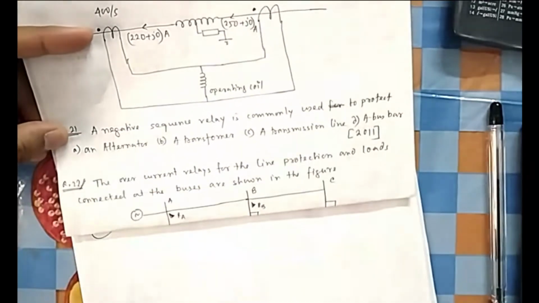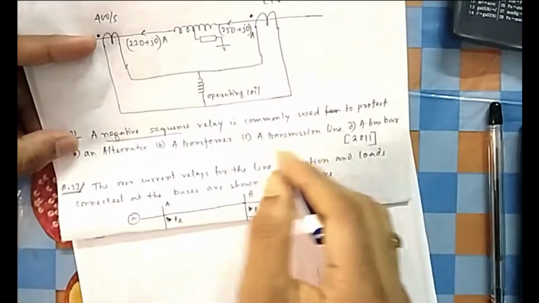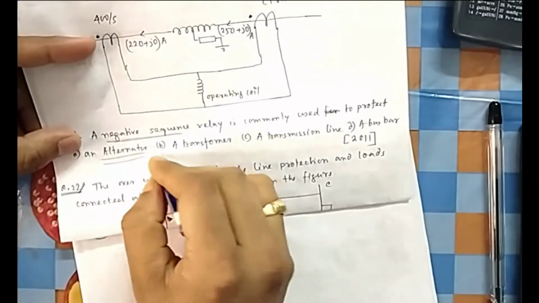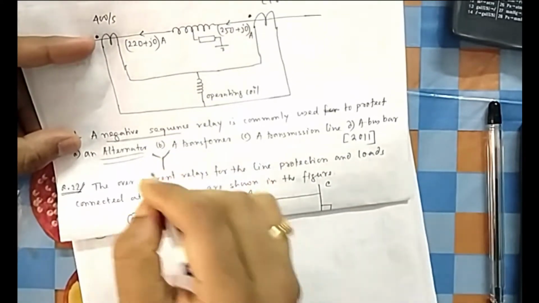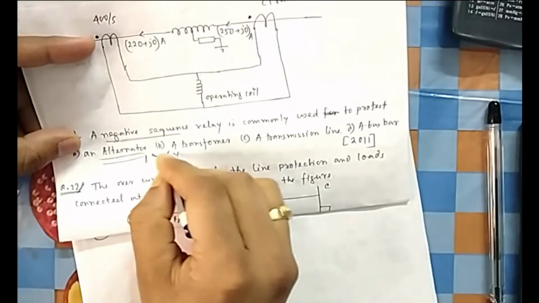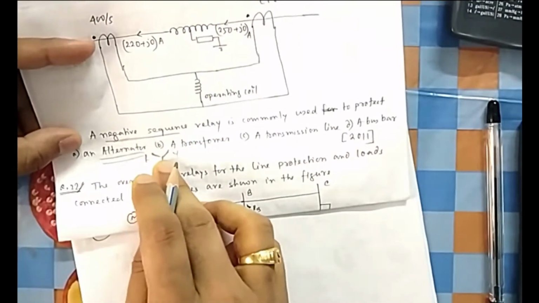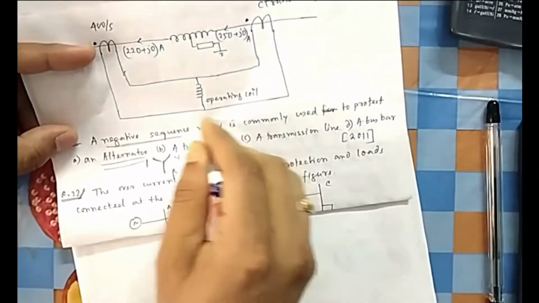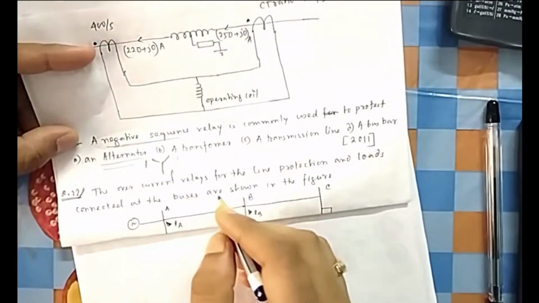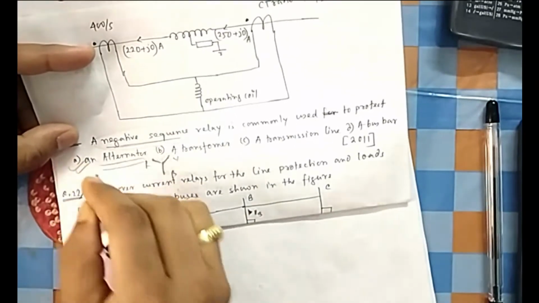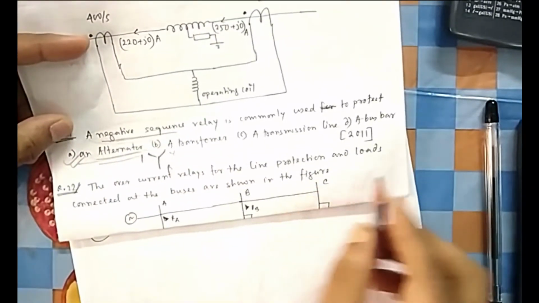Question 21: what have they asked? The negative sequence relay is commonly used for... We have already seen this, it is also a repeat type question; this question also came earlier. Negative sequence is always for alternators, because in an alternator we don't want any imbalance in the currents in the phasor RYB; all the currents should be balanced. If there is imbalance in the phasors, then a negative sequence component will occur, signaling that there is imbalance, and that will trip the alternator. So this is always for an alternator. We have already seen this one.